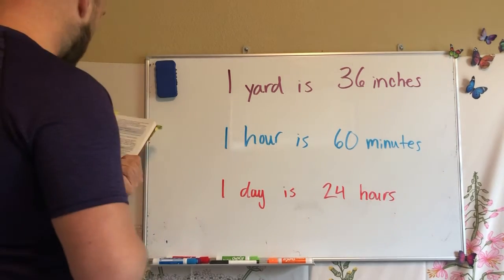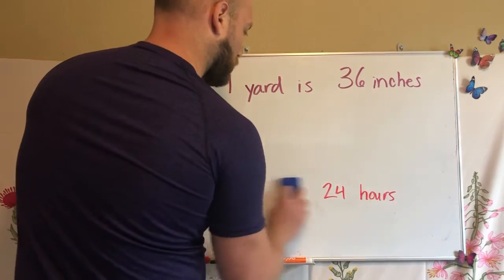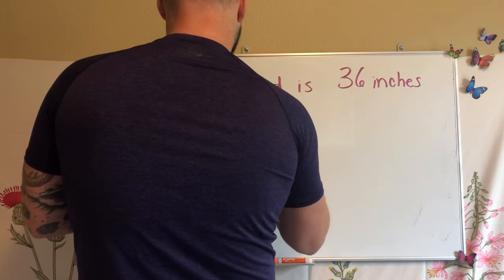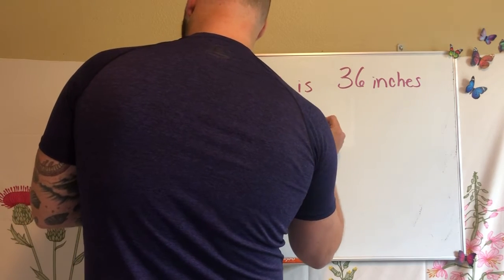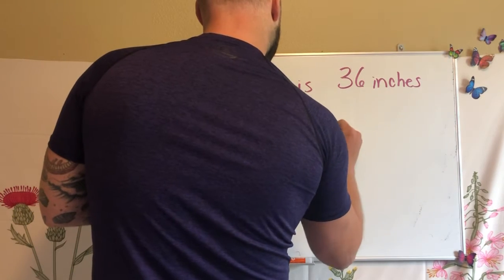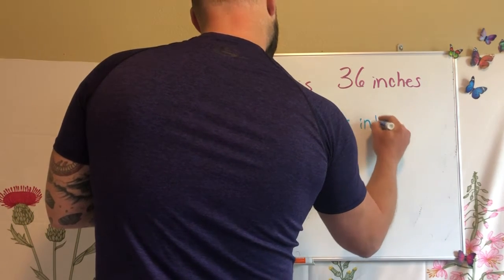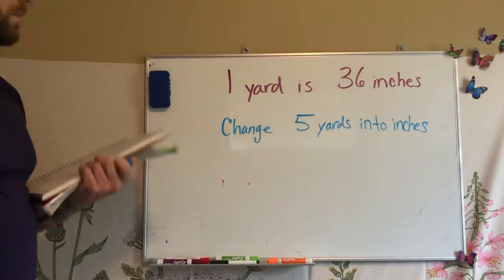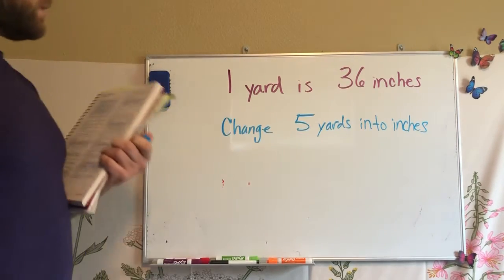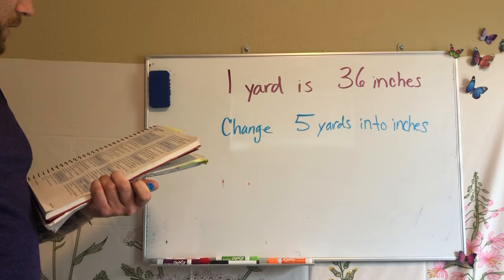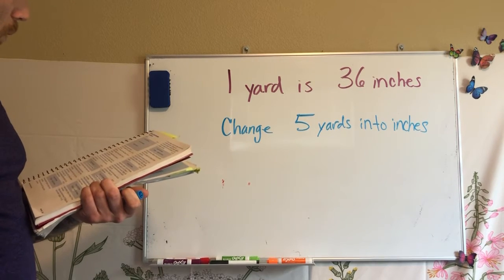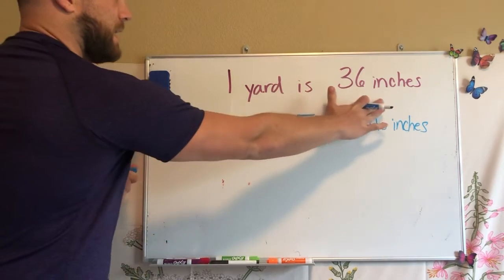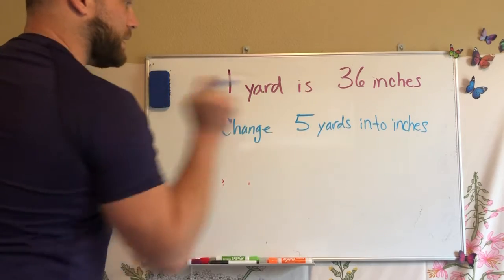So I'm going to add something to this now. Change 5 yards into inches. The related units are yards and inches. What are the related units? The related units are yards and inches. Again, yards and inches.